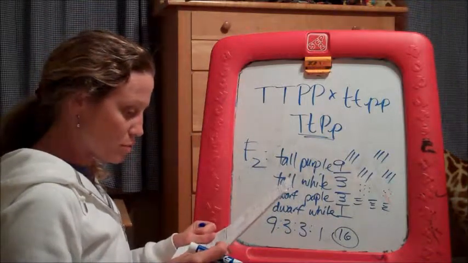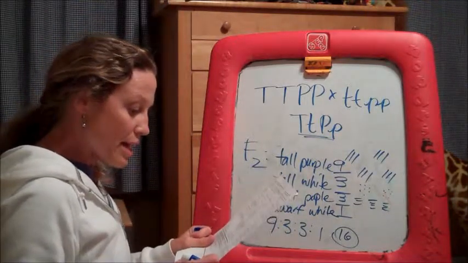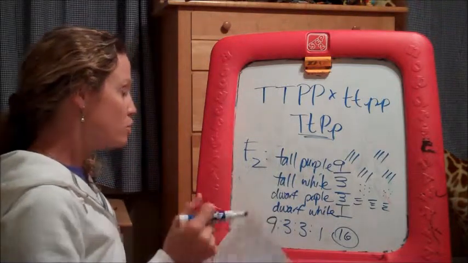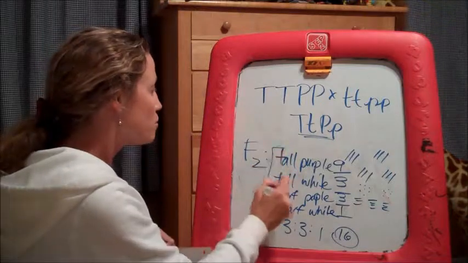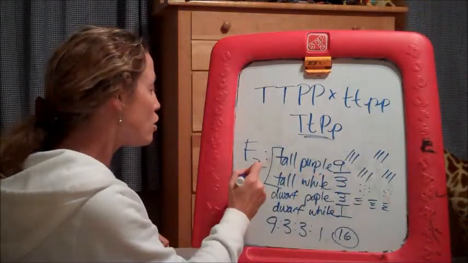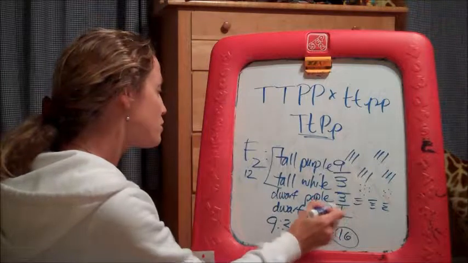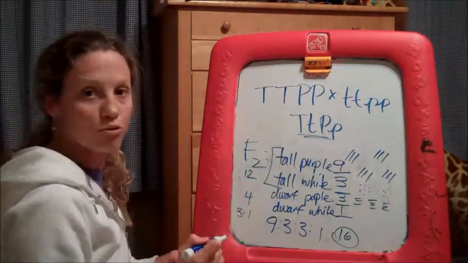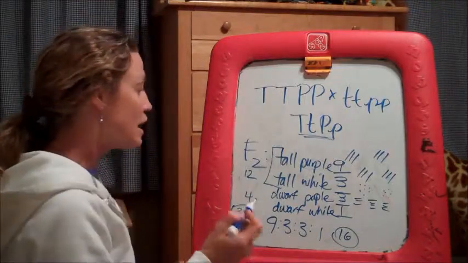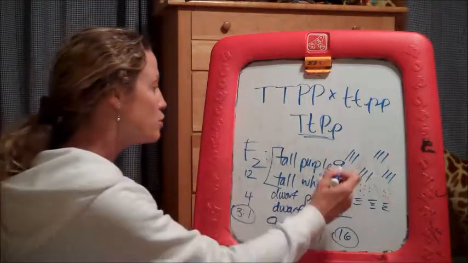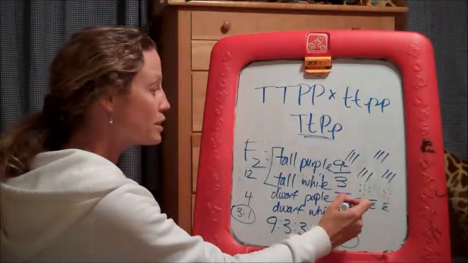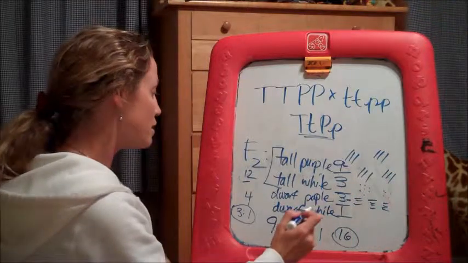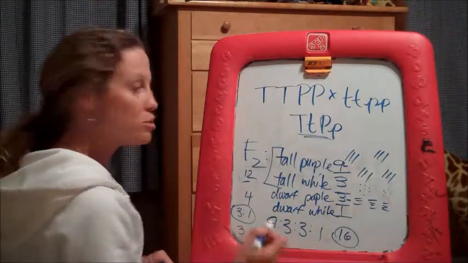So that gets us through letter E. Letter F, you're comparing just the ratio of tall to dwarf. So if we have 9 plus 3 is 12 talls, and then dwarfs 3 plus 1 is 4, so that's 12 to 4, or a 3:1 ratio for just looking at height. If you just look at color, you have 9 purples and 3 purples, so again that's 12, and then you have 3 whites and 1 white, so again that's 4, so you have a 3:1 ratio with that.